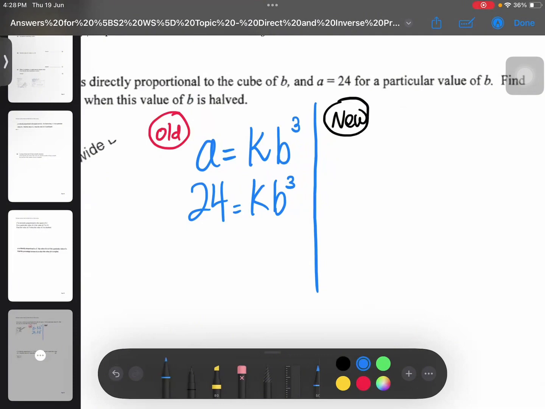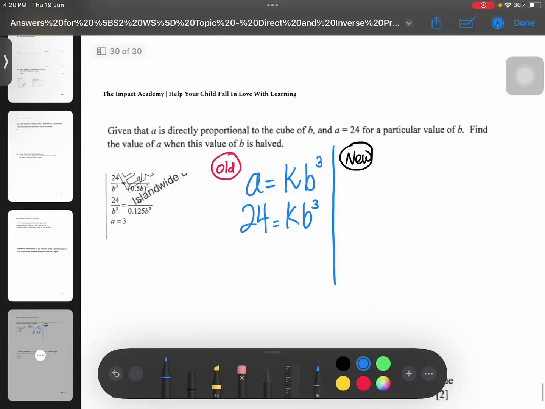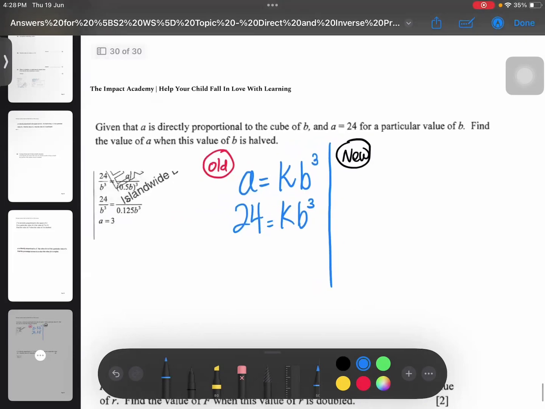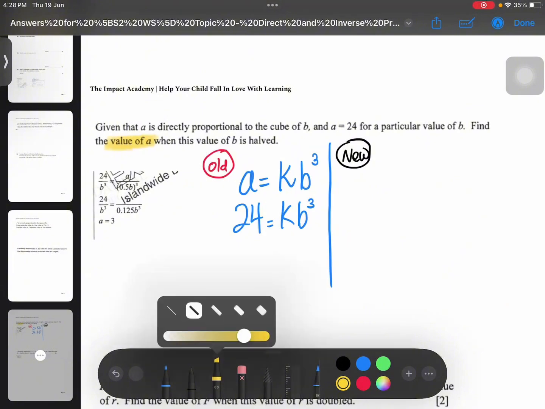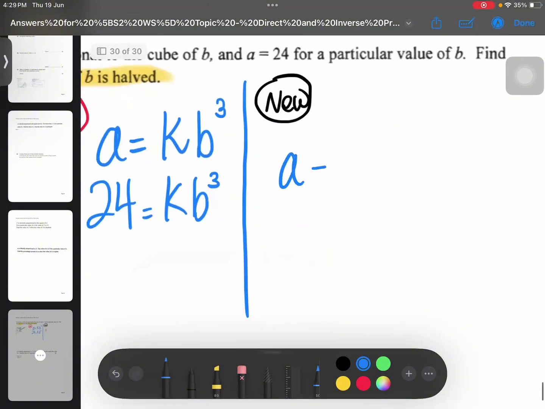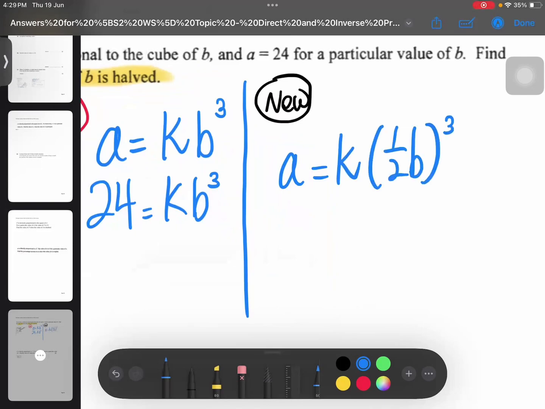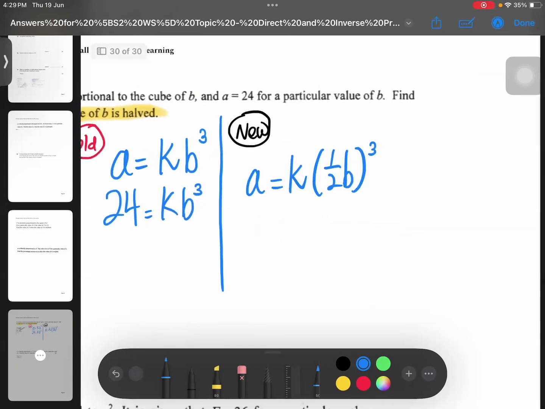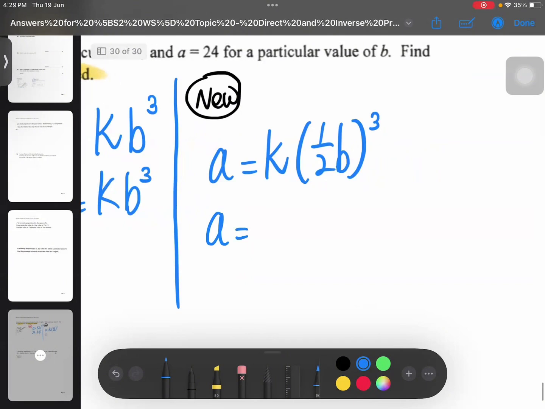All right, so I'm going to show you my new. In this situation, they say find the value of A. You see the keyword says find the value of what? A, right? When the value of B is half. So A equals K, instead of B, you will now have half a B to the power of 3. Why is it half a B? Because B was 1 at first. I halve it, it becomes half a B. Can you understand?